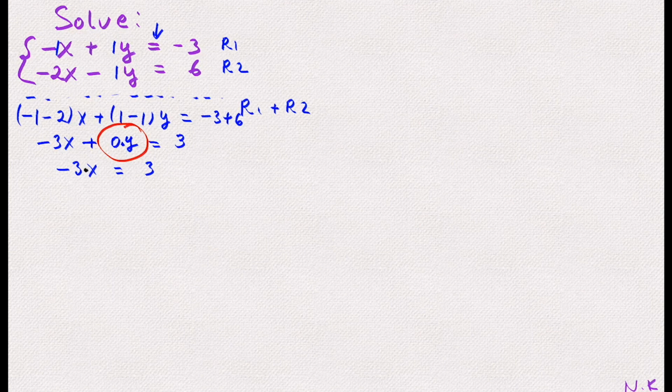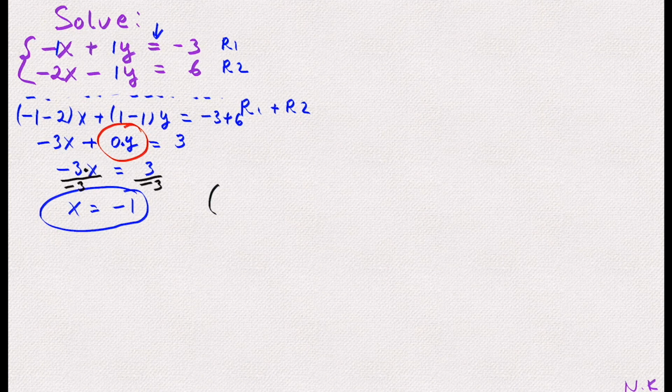Since x is being multiplied by negative 3, the opposite would be to divide by negative 3. Whatever we do to one side, we want to do the same thing to the other side. And we get x is equal to negative 1. And this is part of our solution. You can absolutely plug this into one of the original equations to get the y variable.